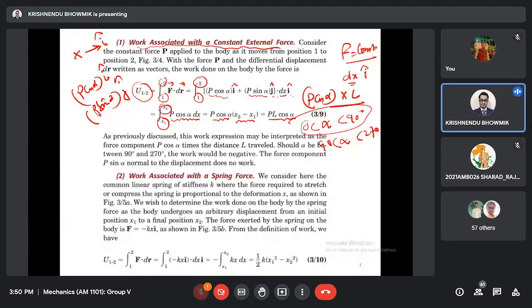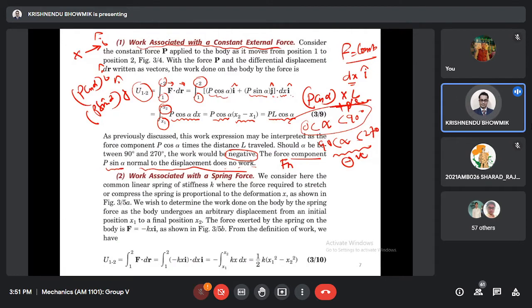But when alpha is between 90 and 270 degrees, the force you have applied is in the reverse direction of the body's movement. So it will be negative work. So this is negative, this is positive. But the Fn component, the force component P sine alpha, normal to the displacement, does no work. So it is the reactive force. Now this is the work associated with a constant external force.